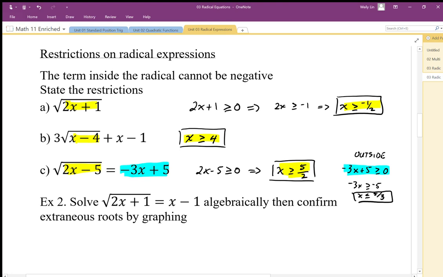Okay, so it's important that we understand, first of all, that the inside restriction is the most important. But there's also an outside restriction, meaning that the outside of the square root cannot equal a negative. Okay, so when we square root, remember it's a principal square root, and it can't be negative.